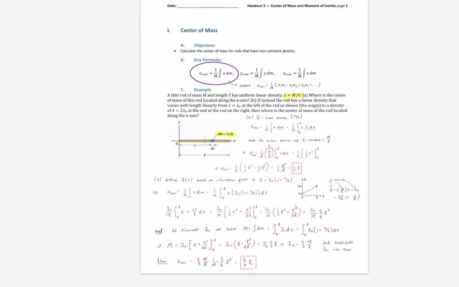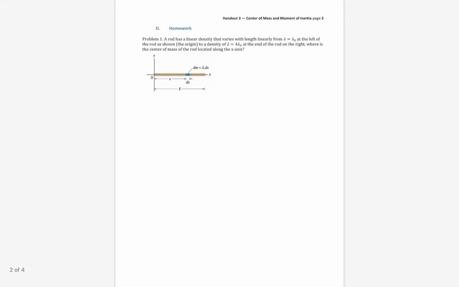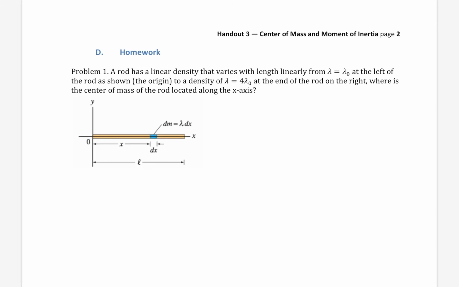All right. Okay, so let's look at the homework problem. It's basically going to be the same sort of thing. The only difference is that your rod gets 4 times as dense, but it still increases linearly. It's all the same ideas. It just goes from lambda naught to 4 lambda naught instead of 2 lambda naught. It's the only difference. So that means you should get a value for the center of mass that's bigger than 5/9.